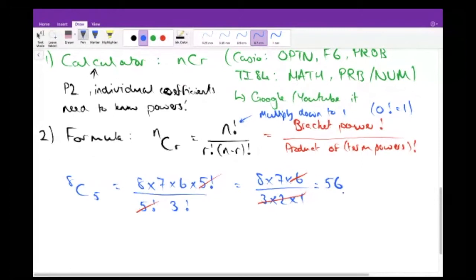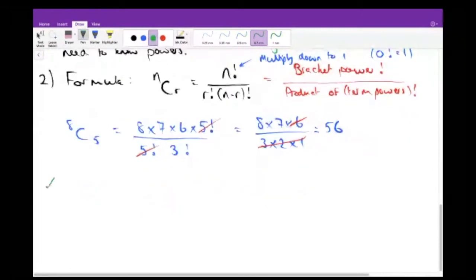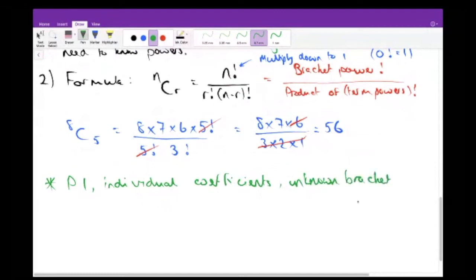Now, when to use this is best for paper 1, individual terms or individual coefficients, and especially unknown bracket power. And then the last one, which we'll very quickly go through, is Pascal's triangle.